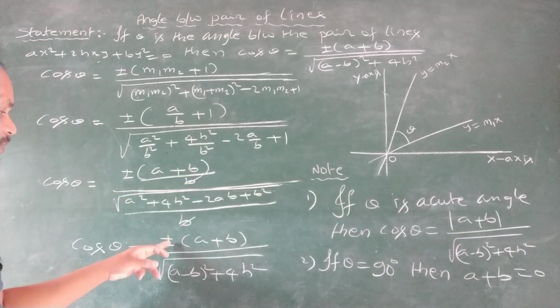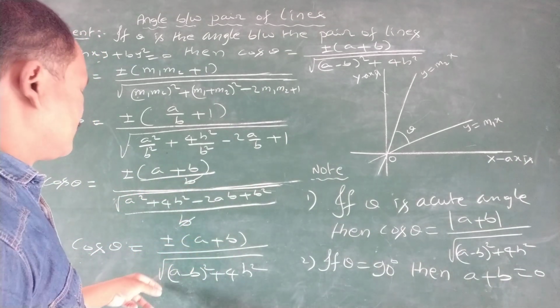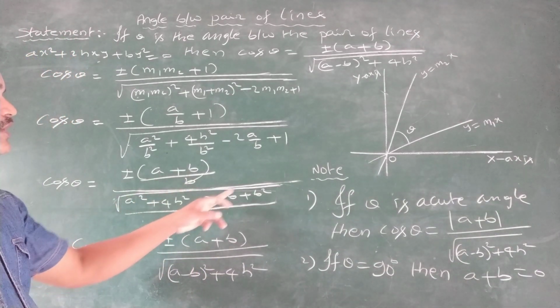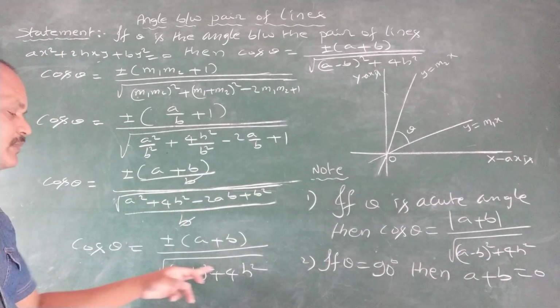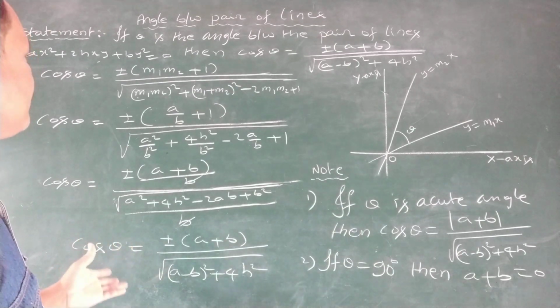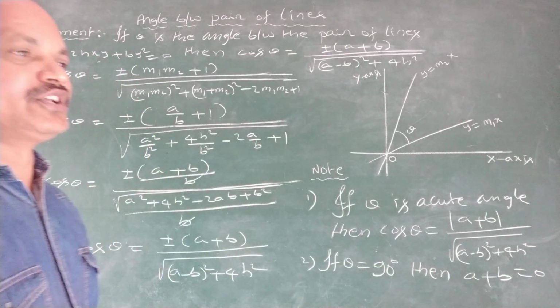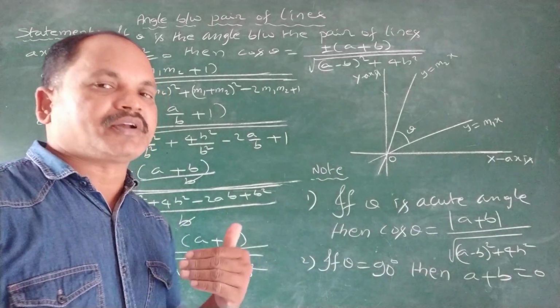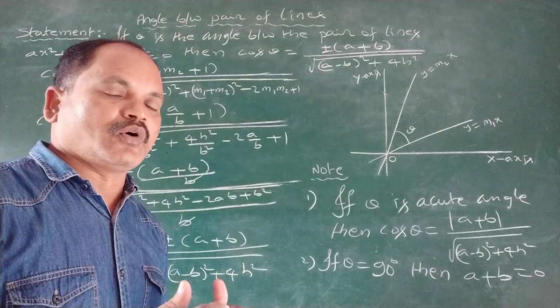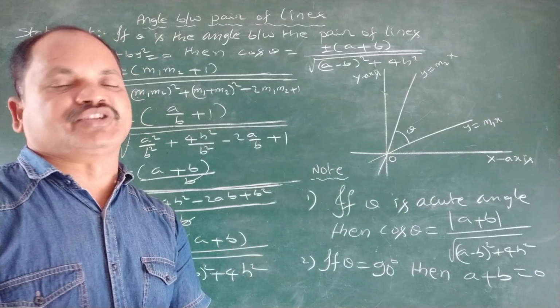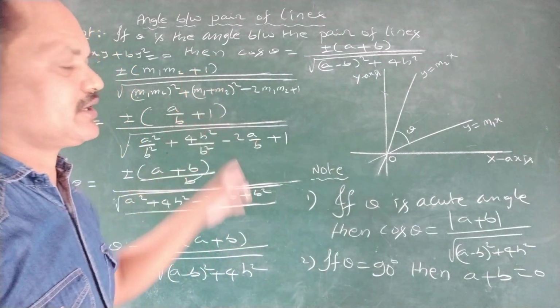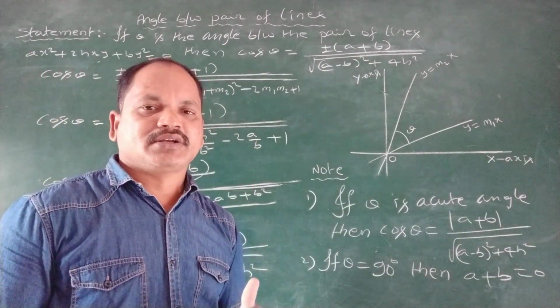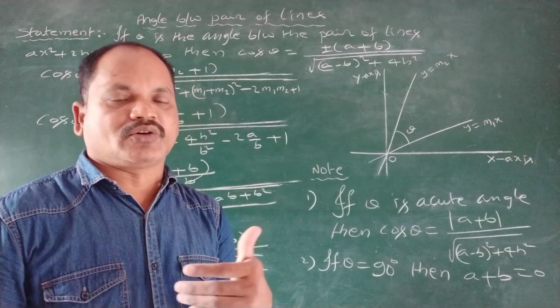Cos theta is equal to plus or minus (a plus b) by root of (a square minus 2ab plus b square), which is nothing but (a minus b) whole square plus 4h square. That's all. So this is the theorem for the angle between a pair of lines. It is very important, and this is the common theorem for homogeneous pair of lines and non-homogeneous pair of lines, whatever it may be.